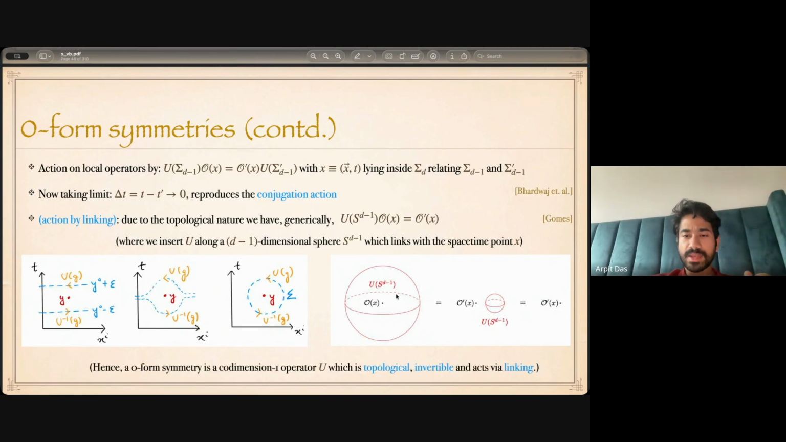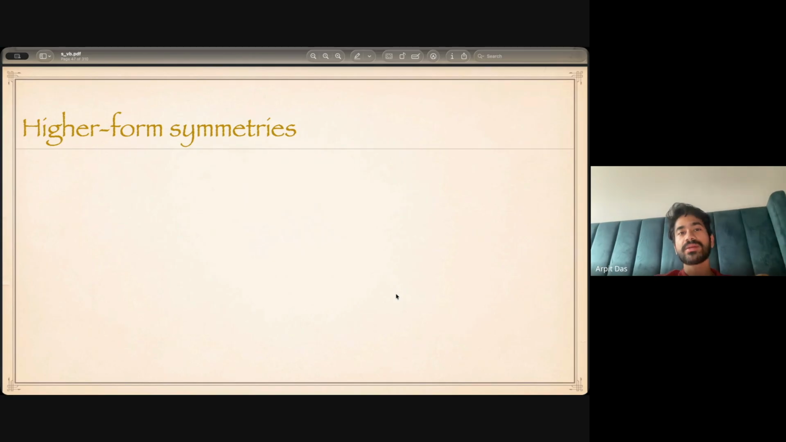So what we learned from this exercise, where we were recasting everything that we know beforehand in terms of this fancy language, is that a zero-form global symmetry is essentially a codimension-one operator U, which is the unitary that we are fond of, but now it is topological, it is invertible, and it acts via linking on your zero-dimensional local operators. So now let's generalize all these ideas, and we will see that this language is powerful to easily generalize these ideas.